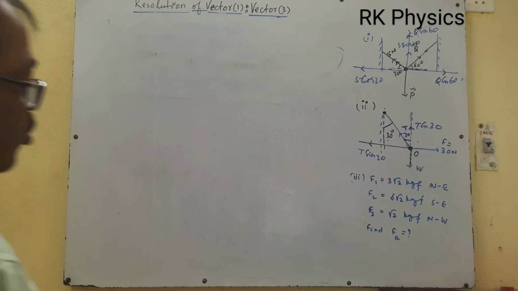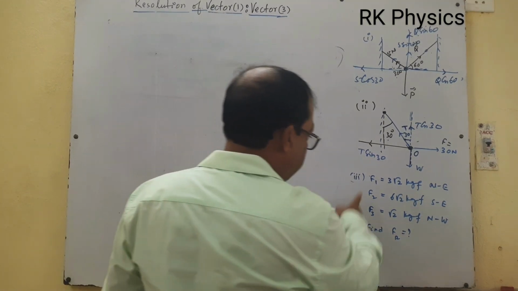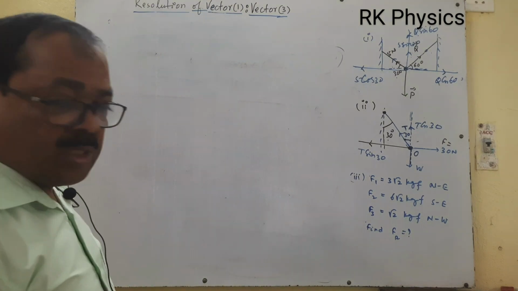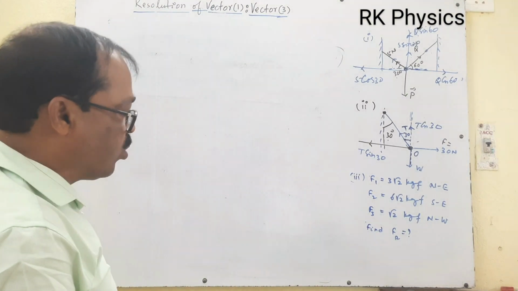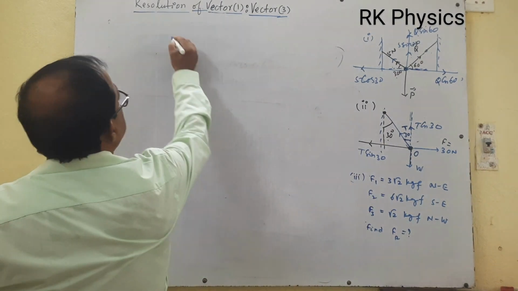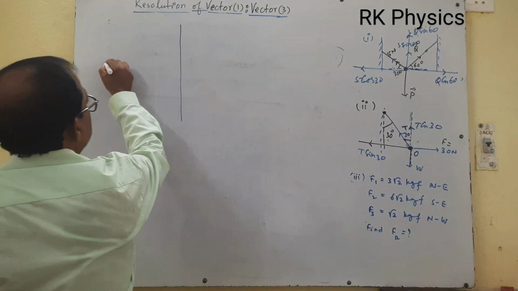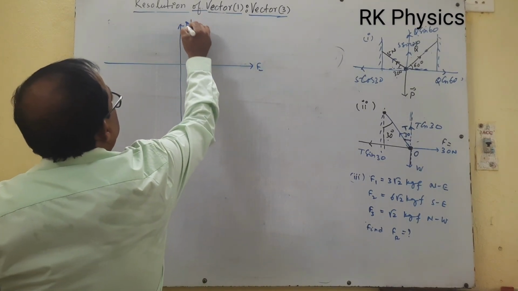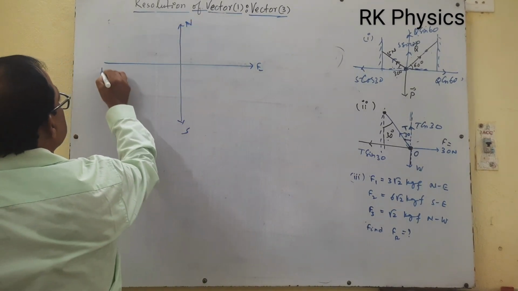Now let us come to the third question. Three forces are acting in different directions, northeast, southeast, northwest. Then find out its resultant. Now just draw a diagram. This is your east, this is your north, this is south, this is your west.